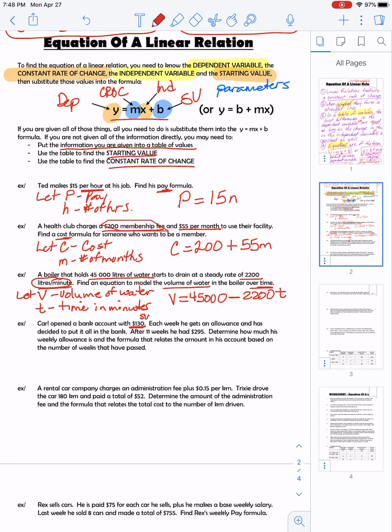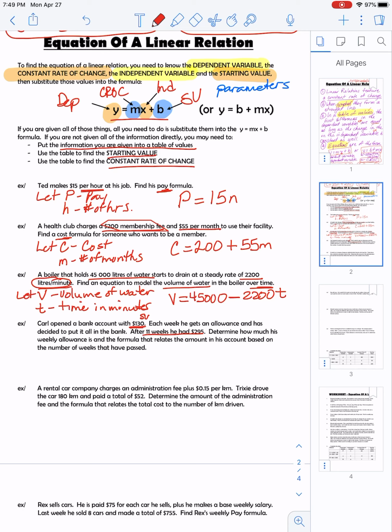Each week he gets an allowance and has decided to put it all in the bank. After 11 weeks, he has $295. Determine how much his weekly allowance is and the formula that relates the amount in his account based on the number of weeks that have passed.